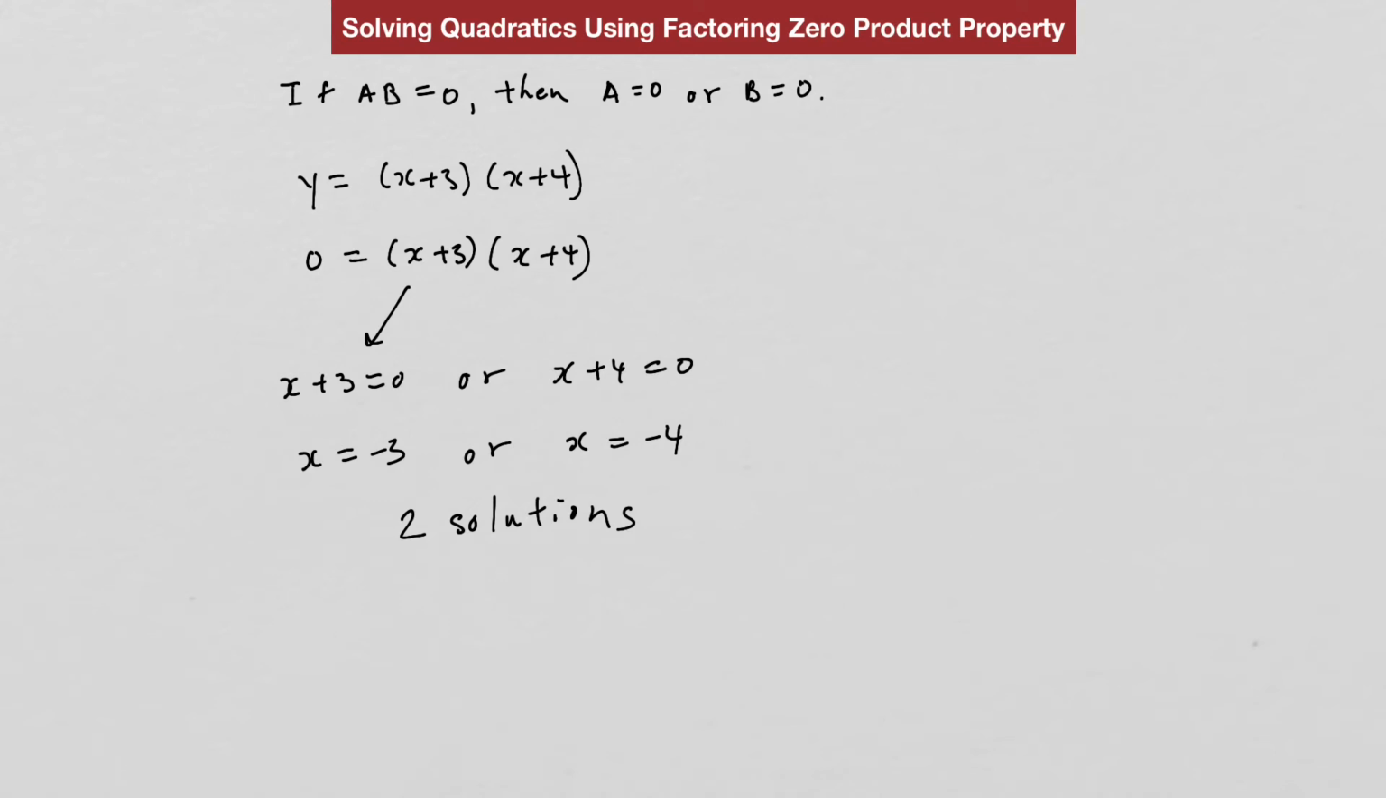Now, if you think about this, we set y equal to 0 and we solve for x. What this means is that this function, this is a quadratic equation, so this function will cross the x-axis at negative 3, 0 and at negative 4, 0. And these are our x-intercepts.